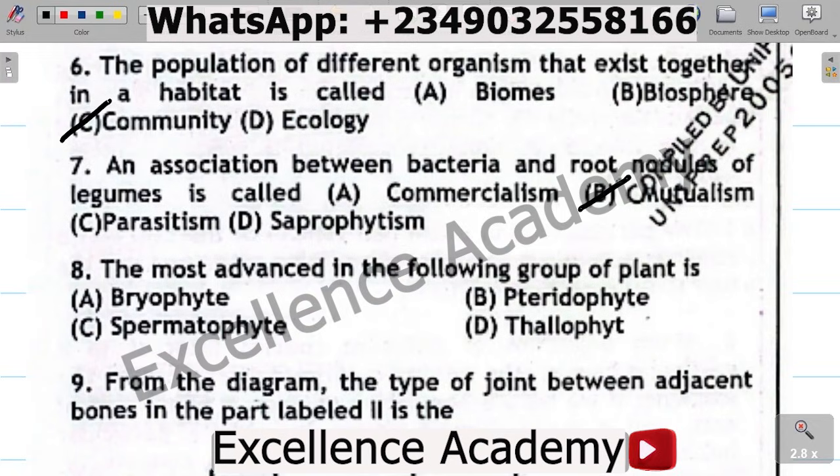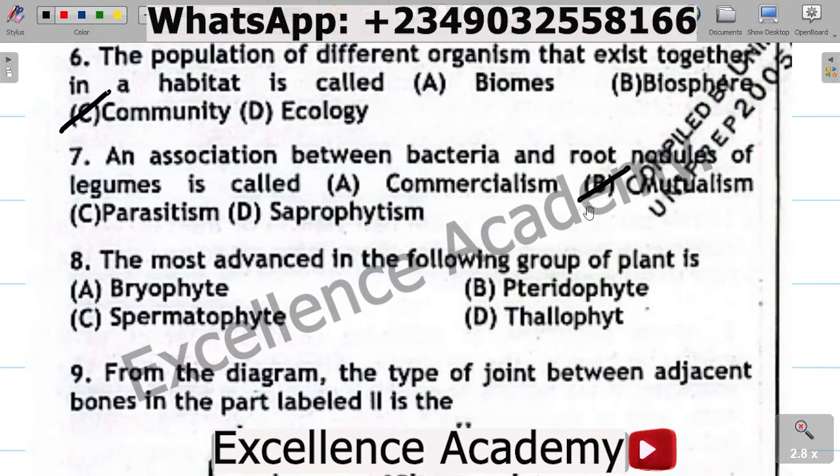Mutualism. The bacteria helps to provide nutrients in the soil, while the root nodules helps in covering the outer part of the plant. So it's a kind of mutualism association. So the association between a bacteria and the root nodules of legumes is a mutualism kind of association because both parts benefit from each other. So the correct option is B.